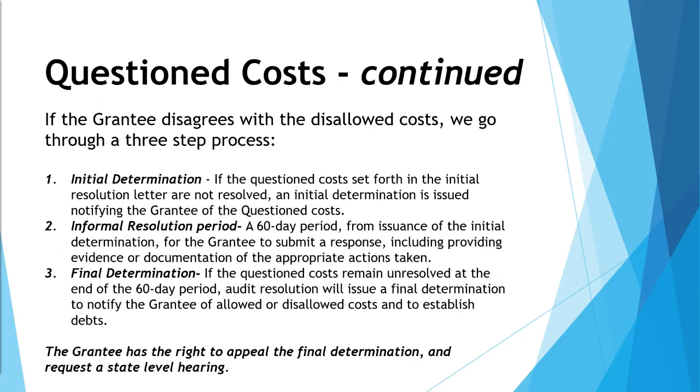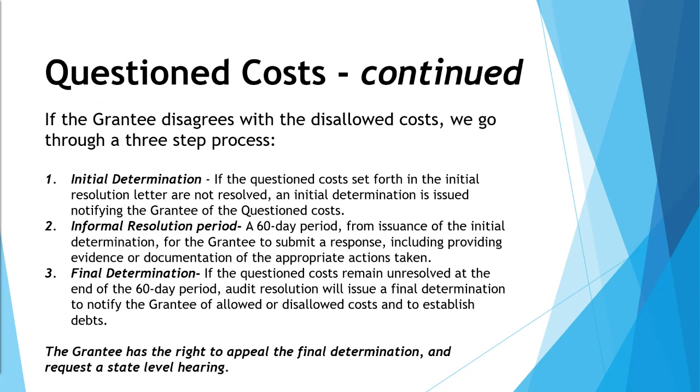If the grantee disagrees with the disallowed costs, we go through a 3-step process. So first we have an initial determination. If the question costs set forth in the initial resolution letter are not resolved, an initial determination is issued notifying the grantee of the question costs. Step 2, there's an informal resolution period. This is a 60-day period from issuance of the initial determination for the grantee to submit a response, including providing evidence or documentation of the appropriate actions taken.